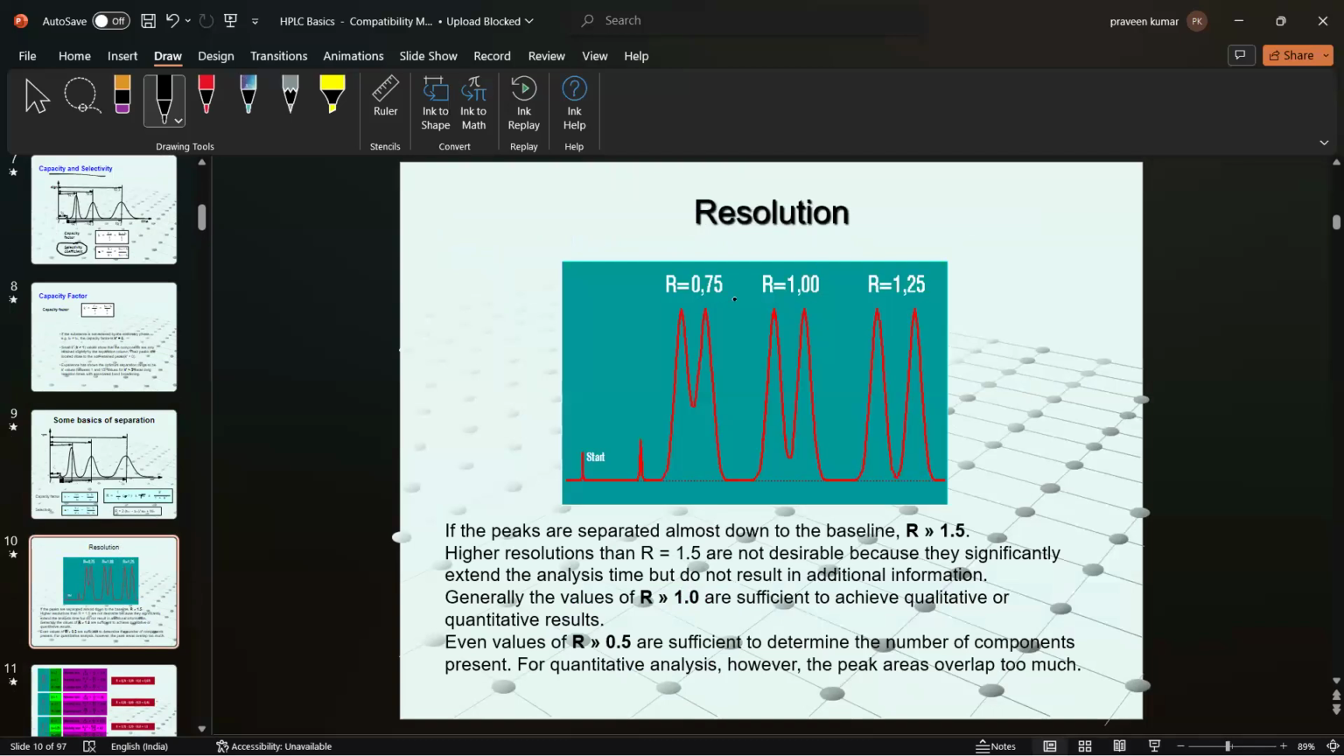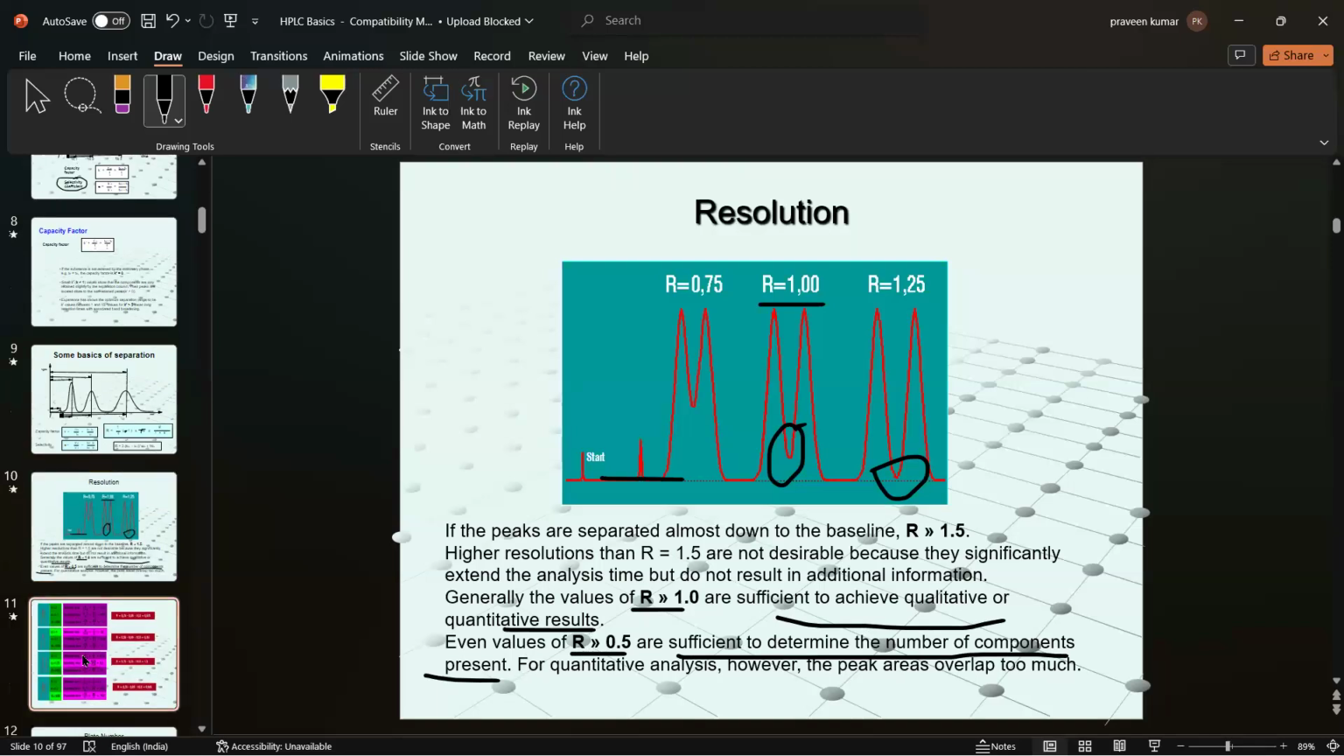A resolution of 1 indicates proper resolution; 1.25 is like this, and this is the baseline. Generally, resolution values greater than 1 are sufficient to achieve qualitative and quantitative analysis, and even a resolution of greater than 0.5 is sufficient to determine the number of components present. So for qualitative analysis, resolution up to 0.5 is enough. For quantitative analysis, generally greater than 1 is desired.